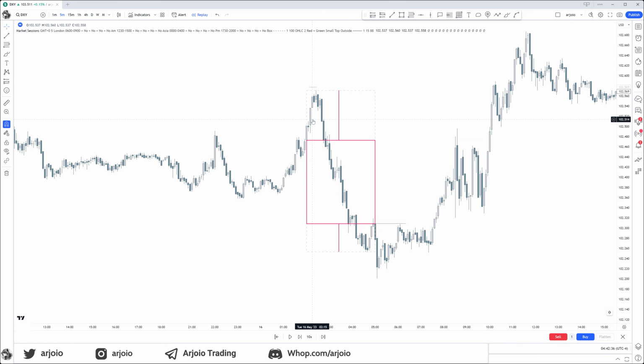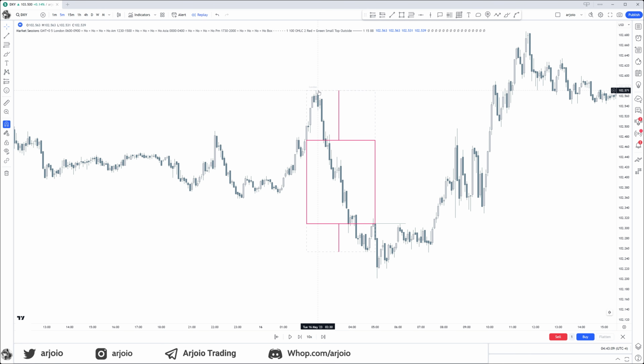So everything above the open right there is the manipulation. Of course, if we were expecting bullish prices, then the bottom wick would have been manipulation, because that is where price is manipulating. It is manipulating who? It is manipulating retail traders to go long right here. And then it's doing the exact opposite right there.